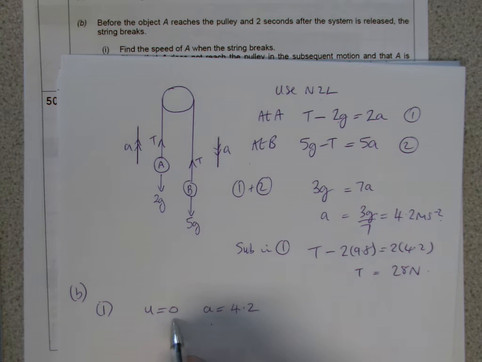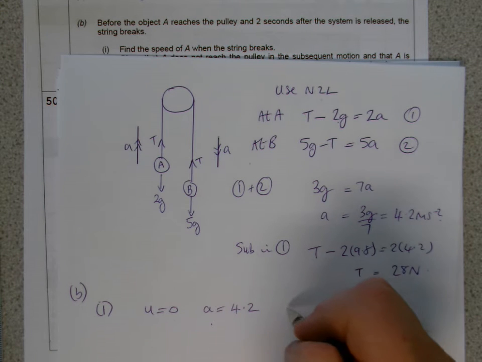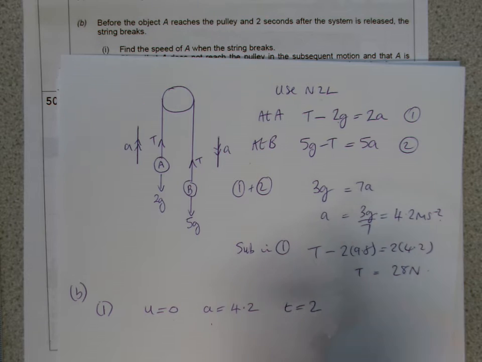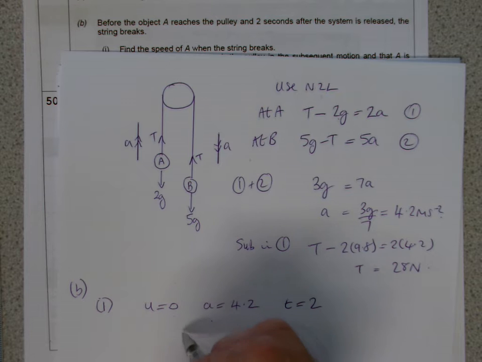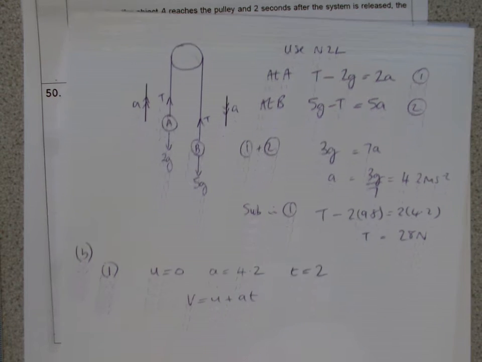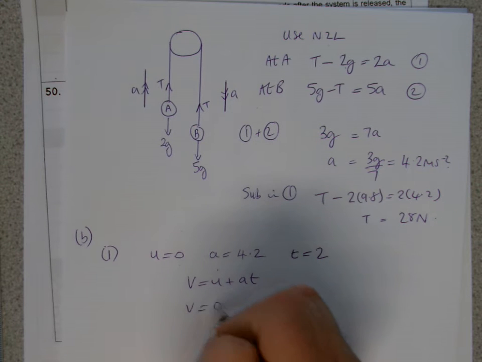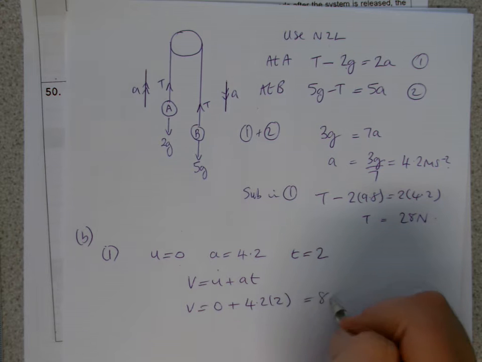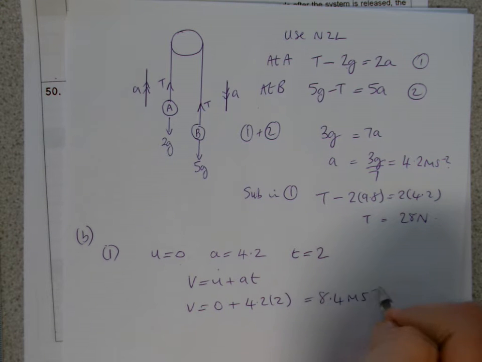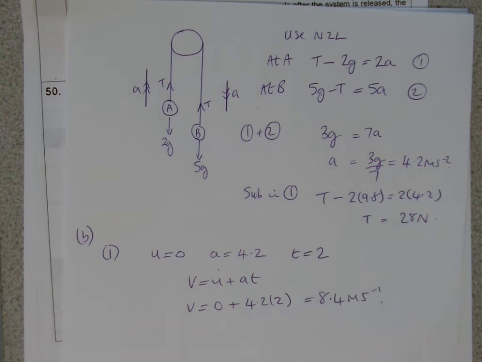All right, so the initial velocity is 0, acceleration is 4.2, and then we're interested, of course, after 2 seconds, and that's when the string breaks. So now we can work out what v is. If we simply use v equals u plus at, we can get our v. So we put it in. v will equal 0 plus 4.2 times the time 2, and you get 8.4 meters per second. Okay, 8.4 meters per second, and that's the velocity there of A when the string breaks.